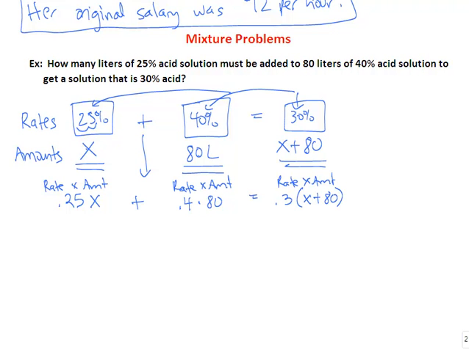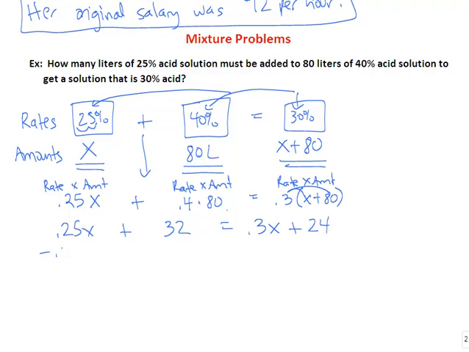Alright, so here's our equation again. Rate times amount plus rate times amount equals rate times amount. 0.25x plus 0.4 times 80 equals 0.3 times (x plus 80). That's the hard part, getting the equation. Now we want to solve it. So let's do a little simplification and distributing. This 0.25x stays put. 0.4 times 80 turns out to be 32. And if I distribute my 0.3 across, I get 0.3 times x plus 0.3 times 80 turns out to be 24. Now we want to get our x's together.